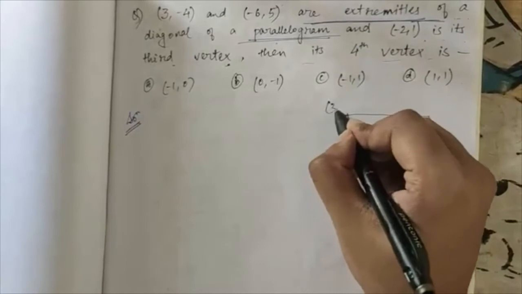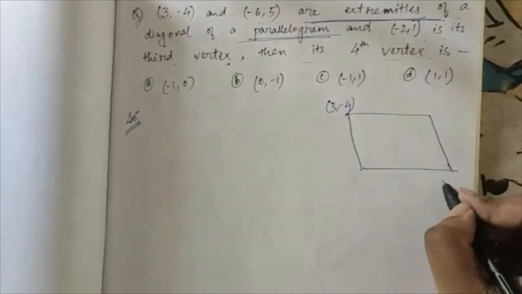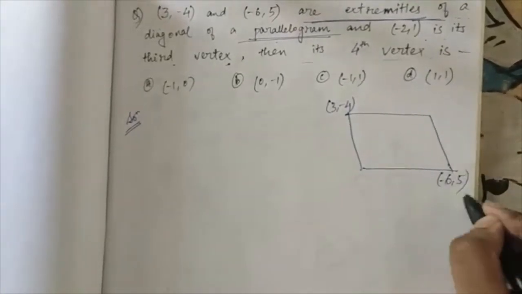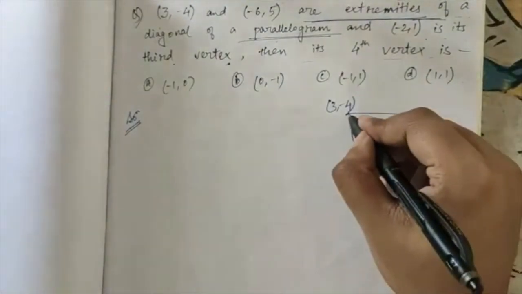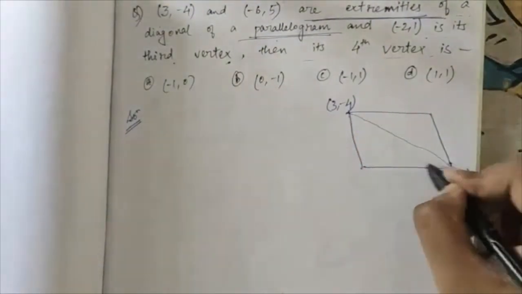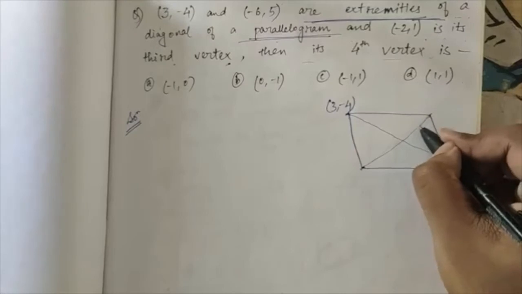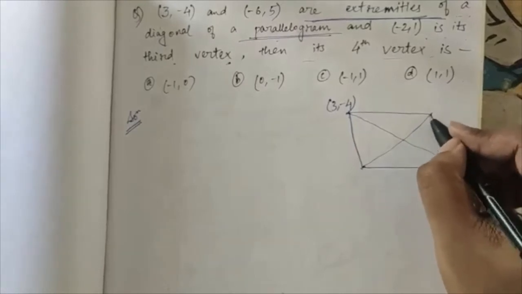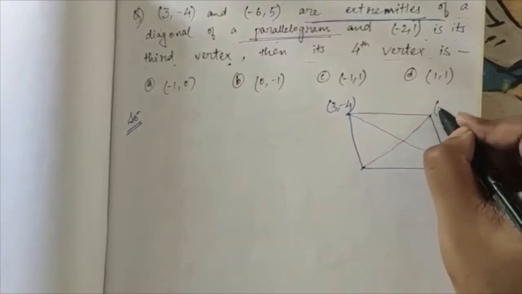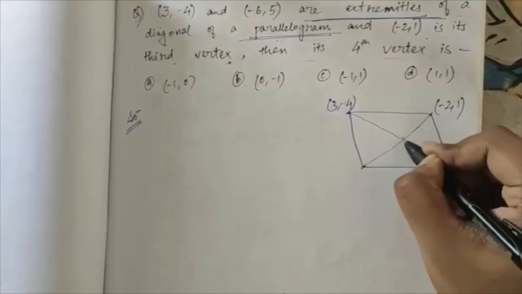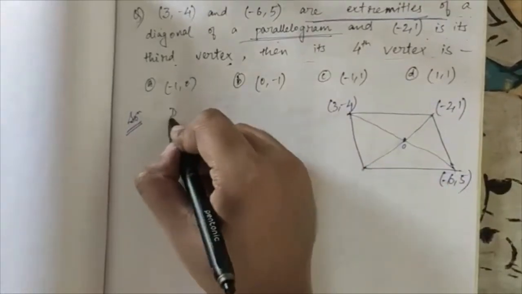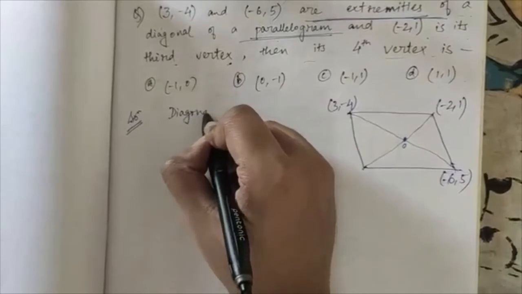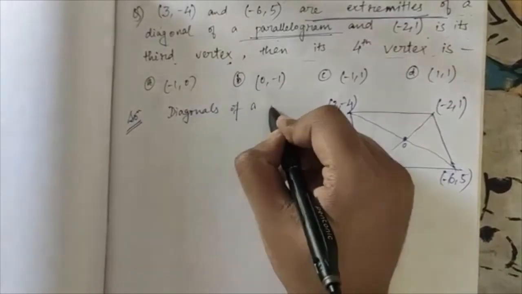So let me first draw the diagram. These are the extremities of a diagonal. Let's say this is the bigger diagonal, and let me draw the smaller diagonal. Let me take the meeting point of the two diagonals as O, and the third vertex, let's take it as minus 2, 1, at the rightmost top corner.